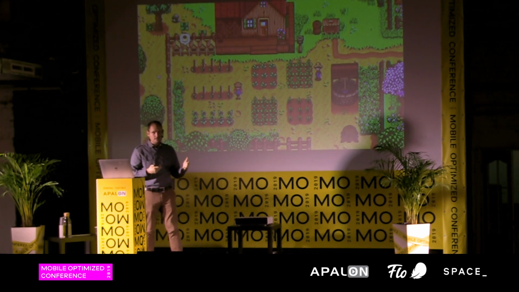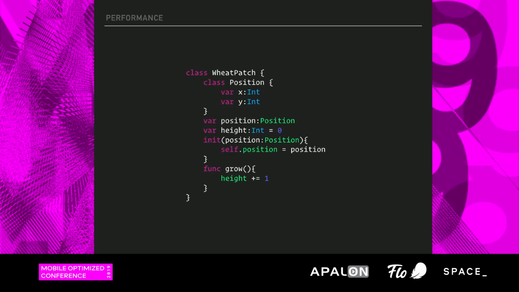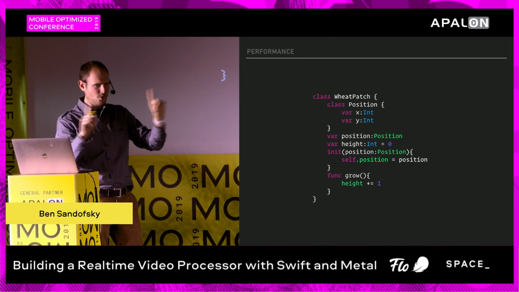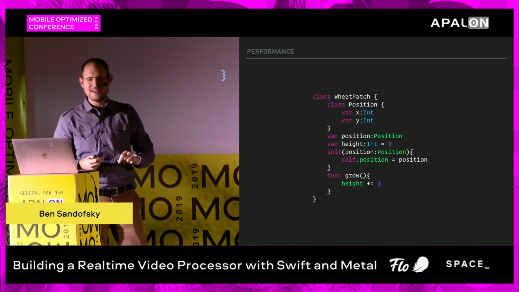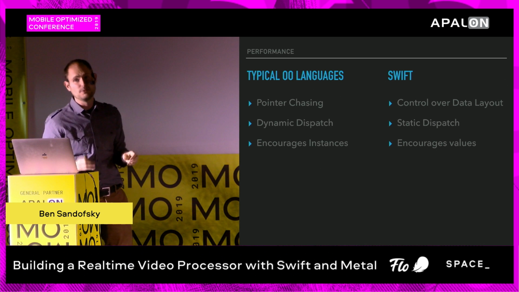Now, if you were to look at the problem from an object-oriented approach, you might model it in something pristine, like you have a wheat patch object, and it has a position in world space that's part of it, and it has a height field, and then you loop through all of your wheat patches, and of course, because we're OO, we send it a grow message. We wouldn't want to iterate this counter. No, we want to encapsulate it. That's terrible for performance.